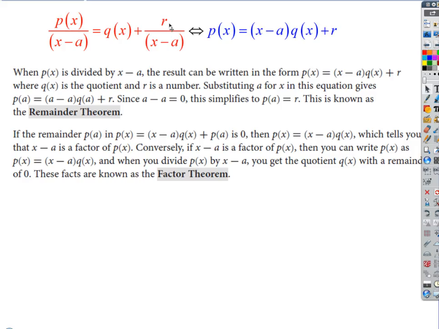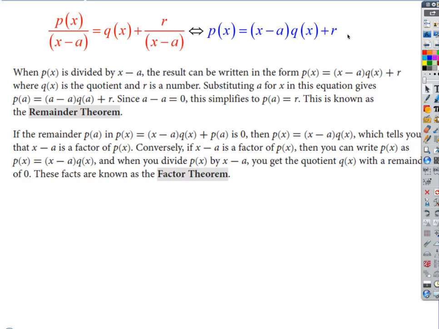The other way to write this would be, if we multiplied each side through by x minus a, we would get the original polynomial p of x equals x minus a times q of x, which is the smaller polynomial, right? Plus, potentially, there's going to be some leftover remainder, r, right?